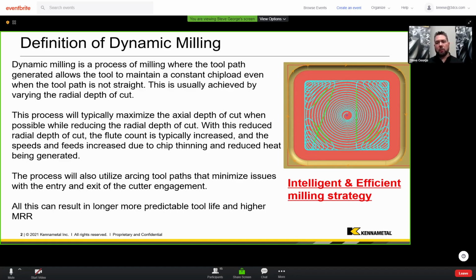But in a traditional cut, I'm usually trying to maximize my radial width of cut. And because of that, of course, as I increase my radial depth of cut, my forces go up. As my forces go up, I usually have to reduce my axial depth of cut so that I don't overload the machine or overload the part. And usually I end up having to slow down RPM and feed rate because of heat issues.